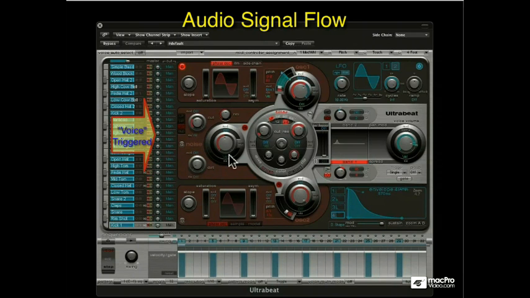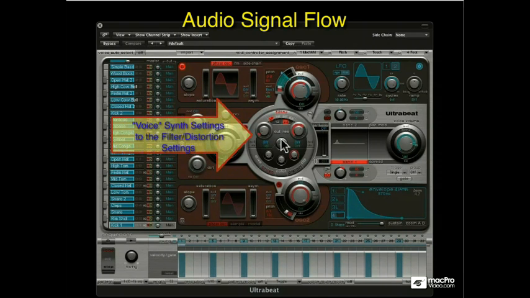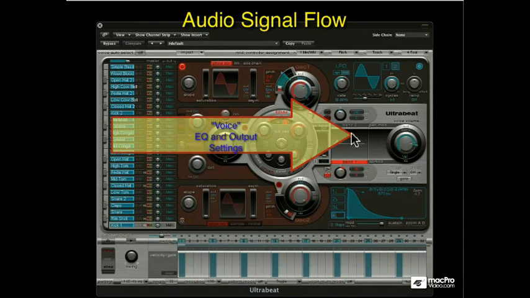The audio signal flow begins with the sound generators, oscillators 1 and 2, and the noise source. Now, these sound generators can then be routed into the filter and distortion section, or passed directly to the output, but either way, they are combined together to form one voice which is shipped off to the EQ and output section. This output section is just for that individual voice. Remember, each voice has its own settings.